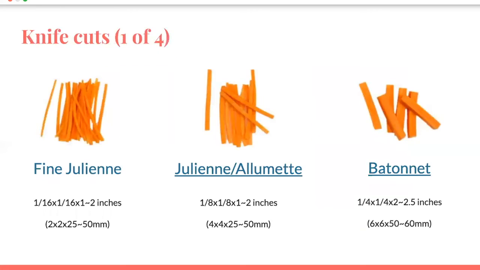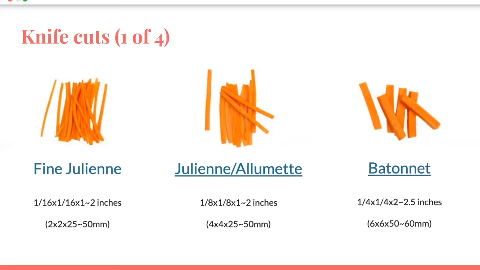Next is traditional knife cuts. Here are three stick-shaped knife cuts. The first is a fine julienne. Fine julienne is 1/16 inch square by 1 to 2 inches in length.